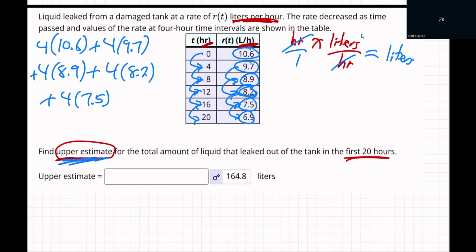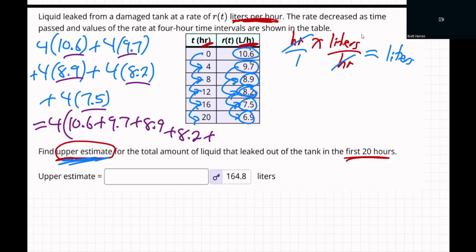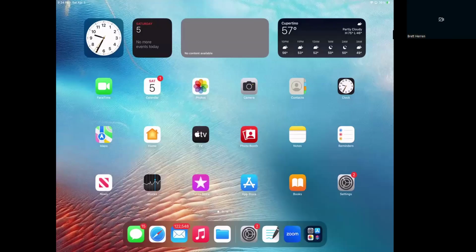So a quick way to do this on a calculator, they all have a 4. So just factor out the 4: 10.6 plus 9.7 plus 8.9 plus 8.2 plus 7.5. And we get, let's go, 4 times 10.6 plus 9.7. Well, we're going to go to Desmos.